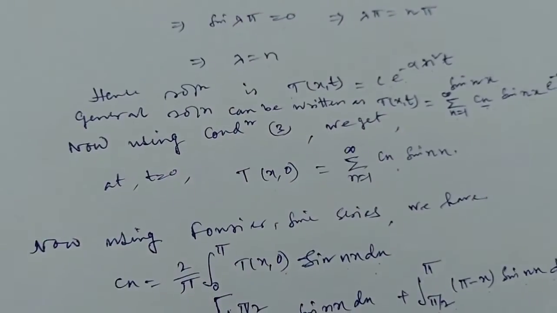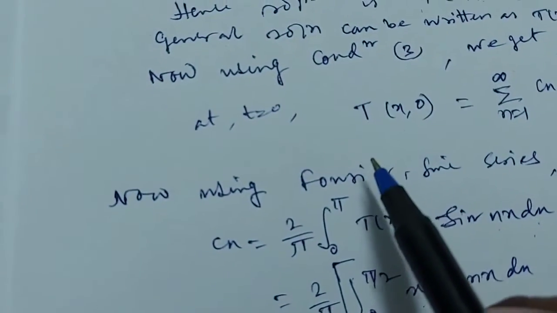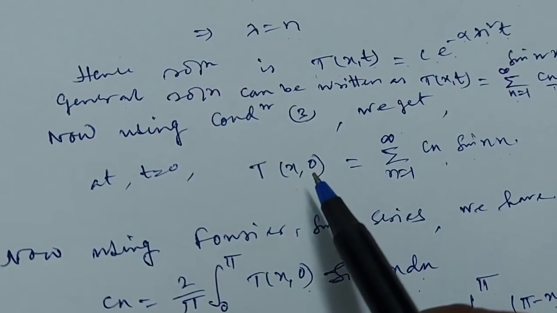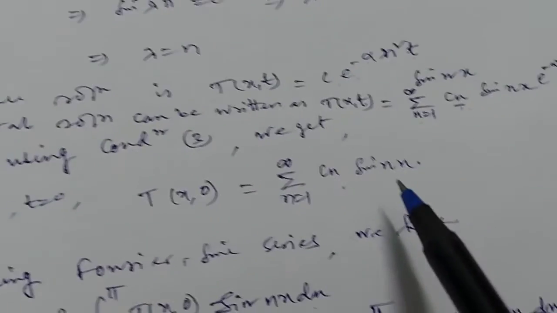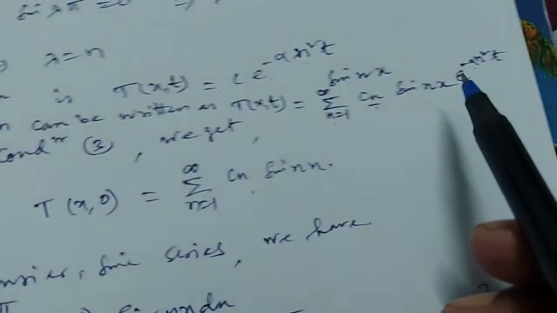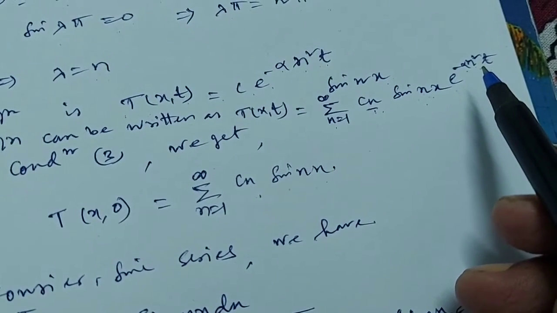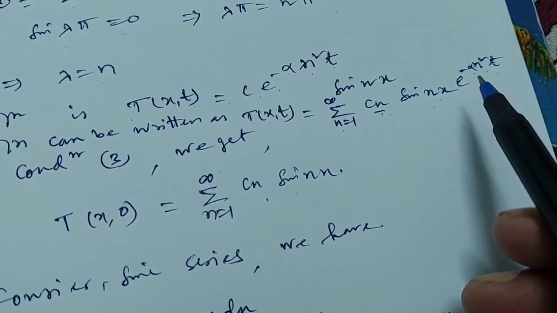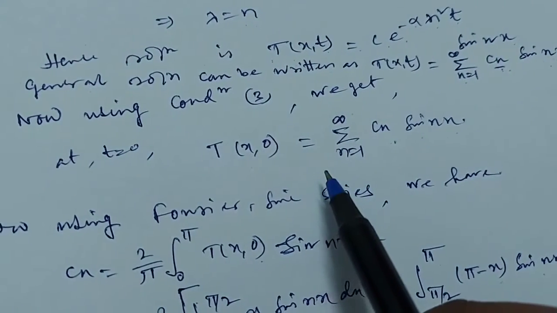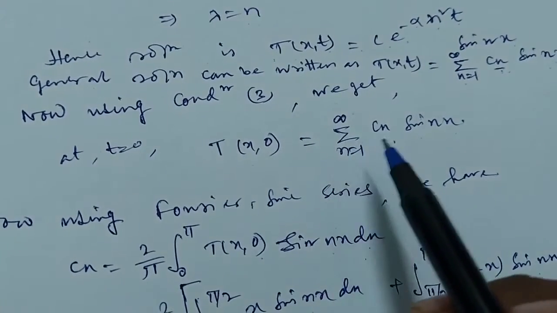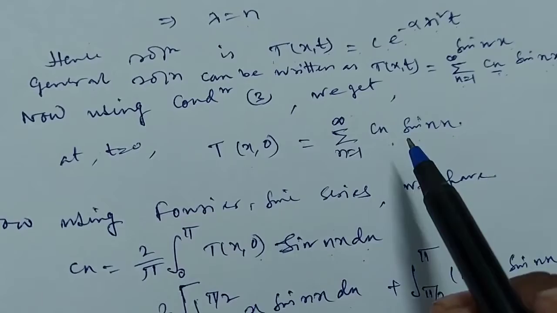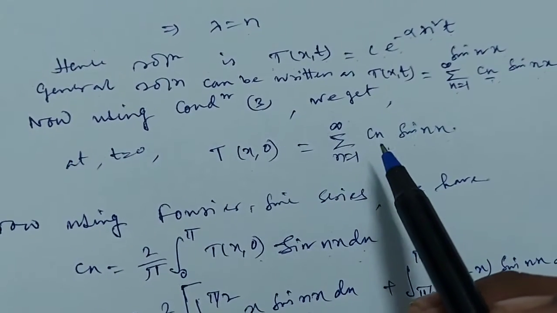So we put in condition 3, at t = 0, T(x,0) is equal to summation n = 1 to infinity of cn sin(nx). Putting t = 0, the exponential term e^(-αn²t) is equal to 1, hence the only remaining term is T(x,0) = summation n = 1 to infinity of cn sin(nx). So now we have to find the values of cn.